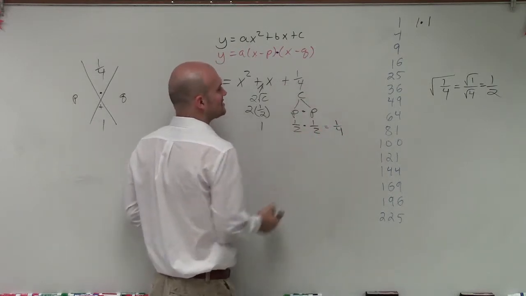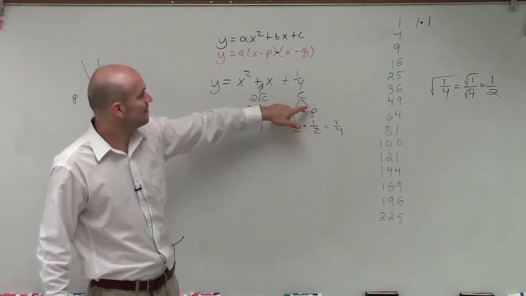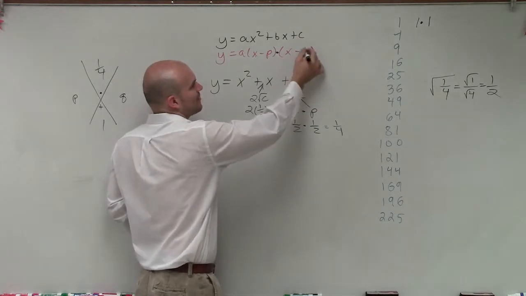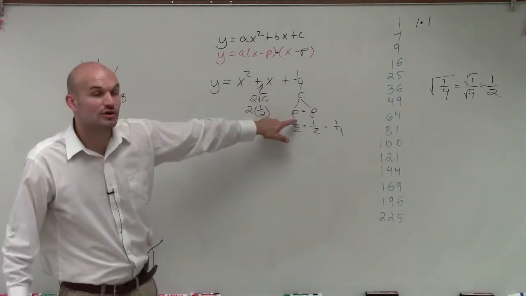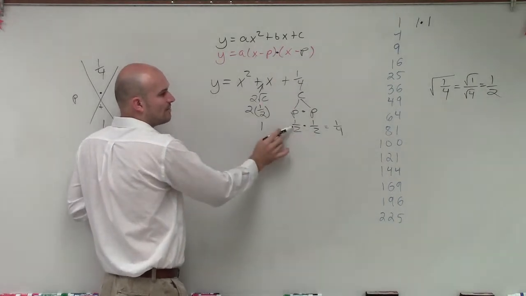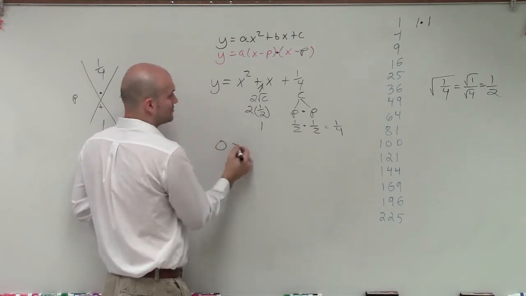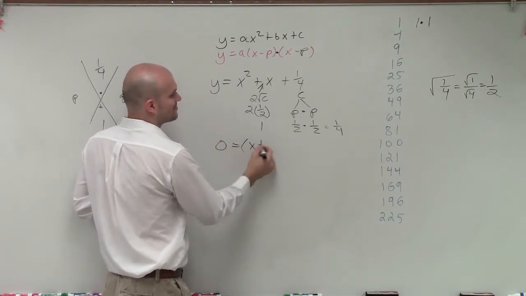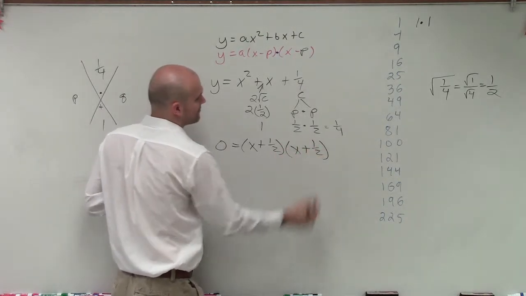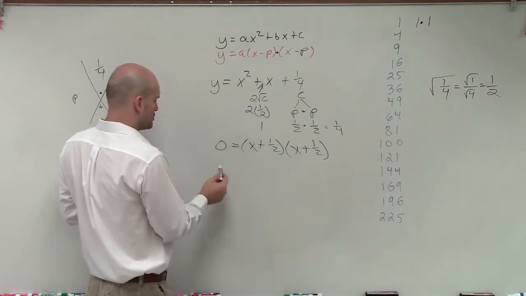And yes, it does. So therefore, I can see that my p and my q, or my two p's, because they're exactly the same, are going to be the same. Now, since this is a positive 1, I know that my 1/2 and 1/2 both have to be positive. So since we're solving, we're going to set this equal to 0, and then I'll write x plus 1/2 times x plus 1/2.